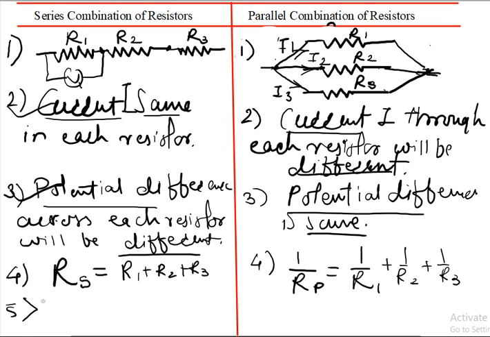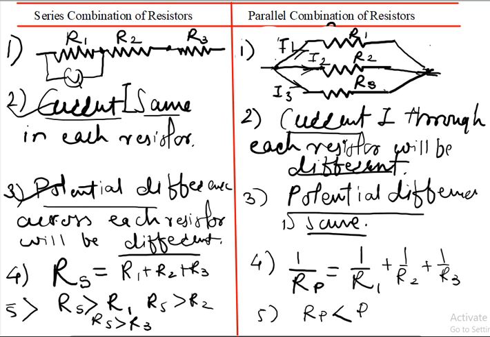We can make another difference between these two. In series, the effective resistance increases, so we can say that the Rs value will be individually greater than R1, Rs is greater than R2, and Rs is greater than R3 also. But the effective resistance value in a parallel circuit decreases. So Rp is less than R1, Rp is less than R2, and Rp is also less than R3 individually.